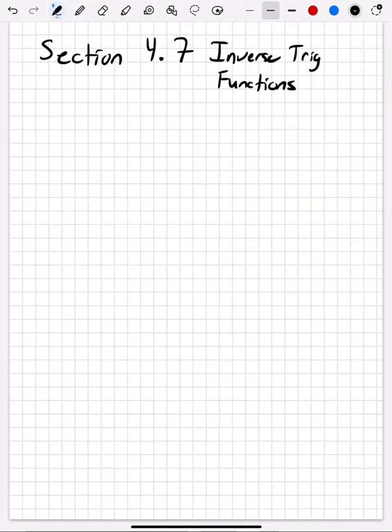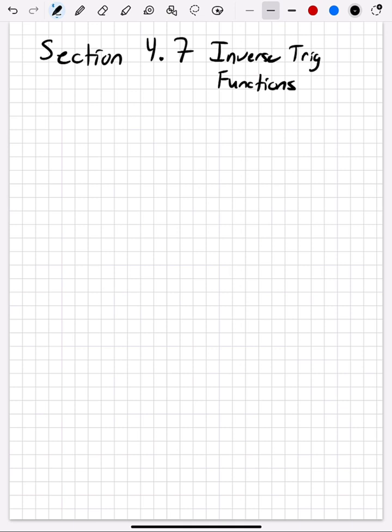All right, so for section 4.7, we're going to talk all about inverse trig functions. And so, something that we want to talk about when we talk about inverse trig functions, inverse here just means that it's the opposite, so addition has subtraction, multiplication has division. So inverse trig is just how we undo trig functions.